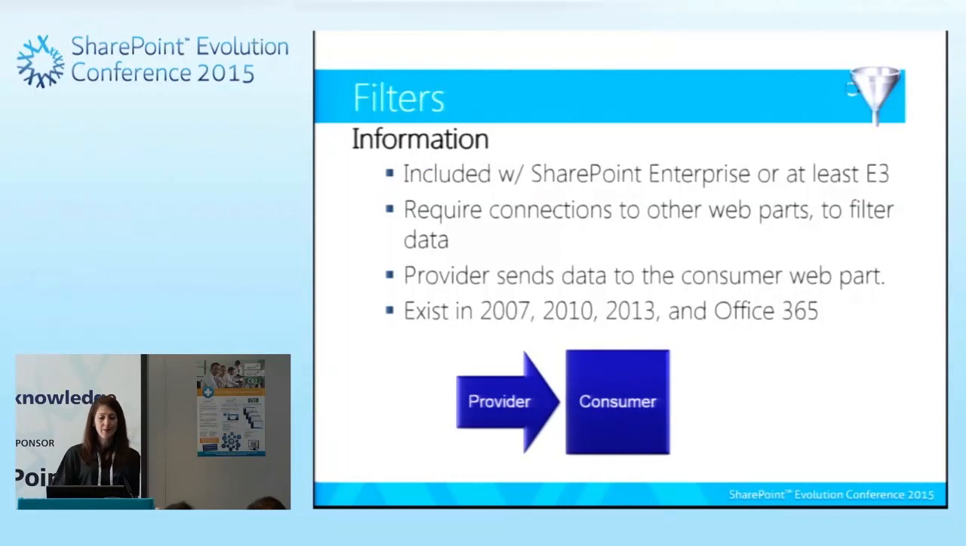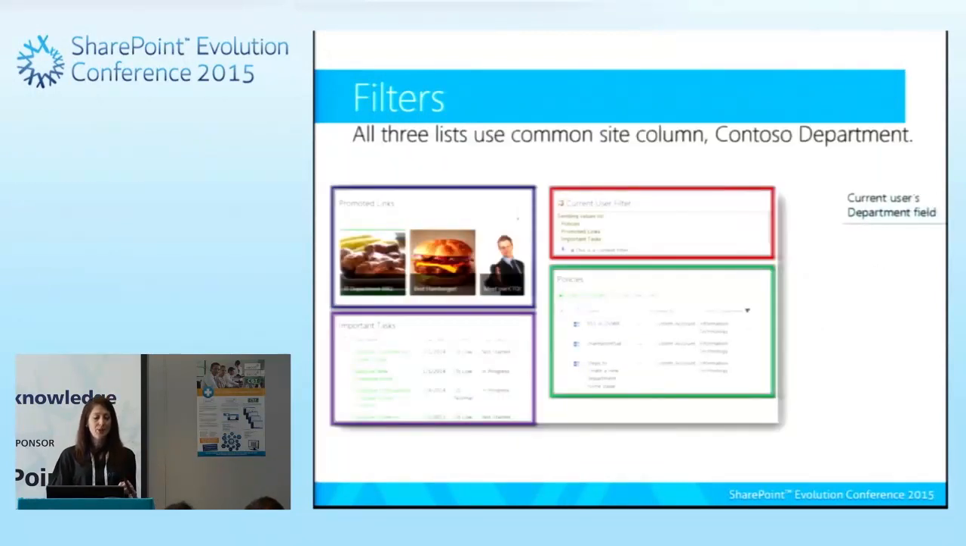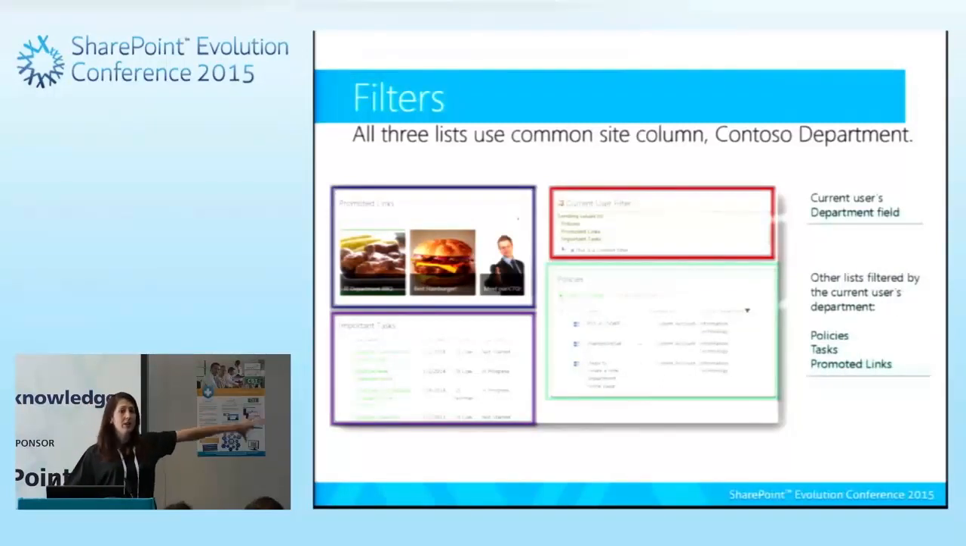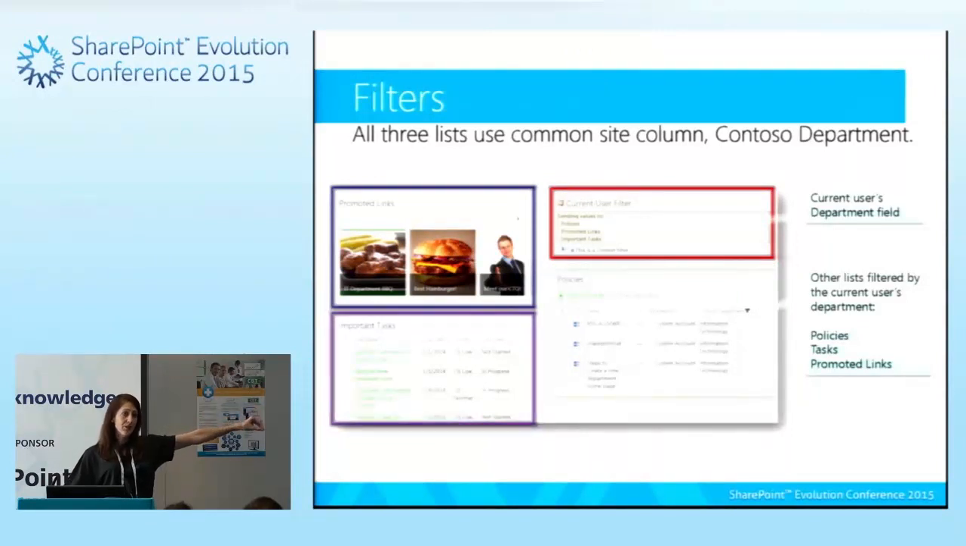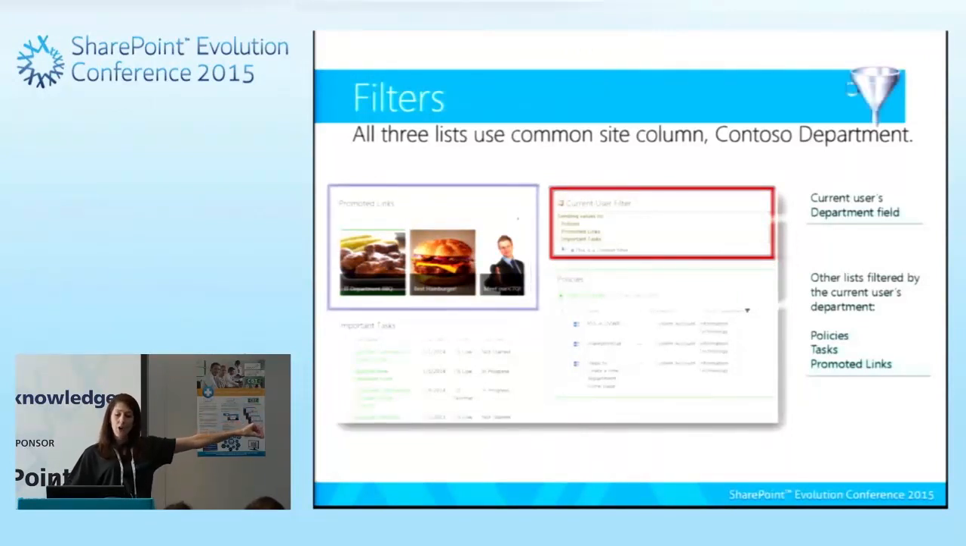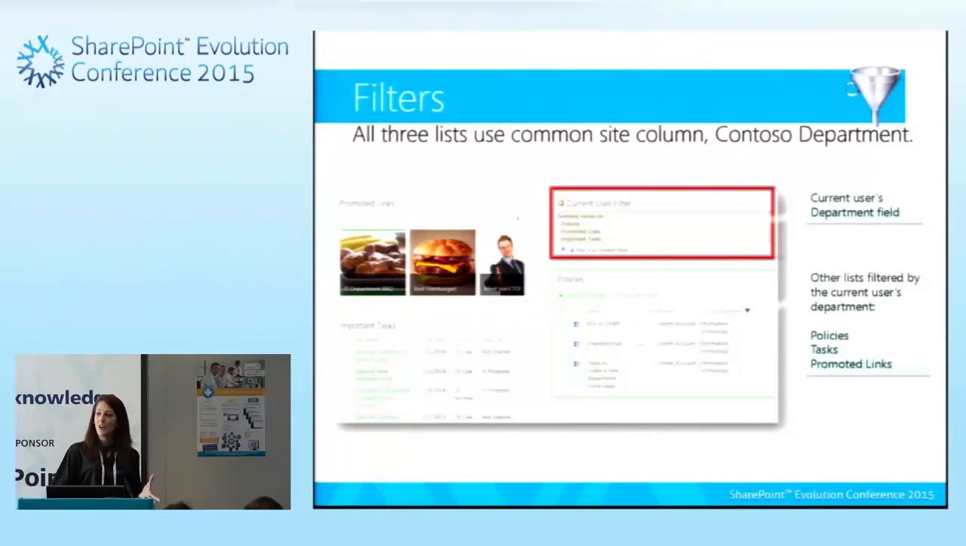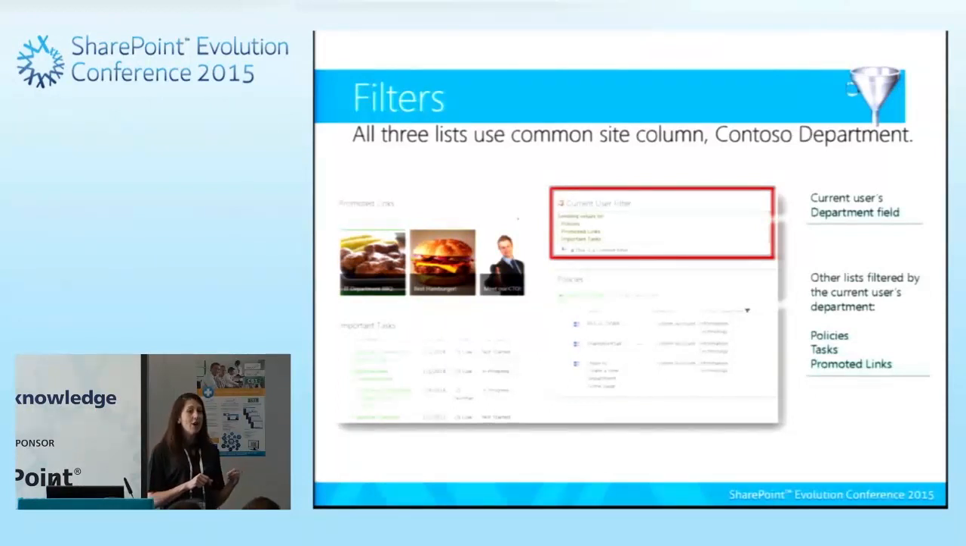Here's an example. I have 3 SharePoint lists: promoted links, important tasks, and policies. I've placed them all in web parts on the home page, and I also placed a current user filter, one of the filter web parts, on the page. So when you use the current user filter, it lets you define a specific user property of whoever happens to be looking at the page.